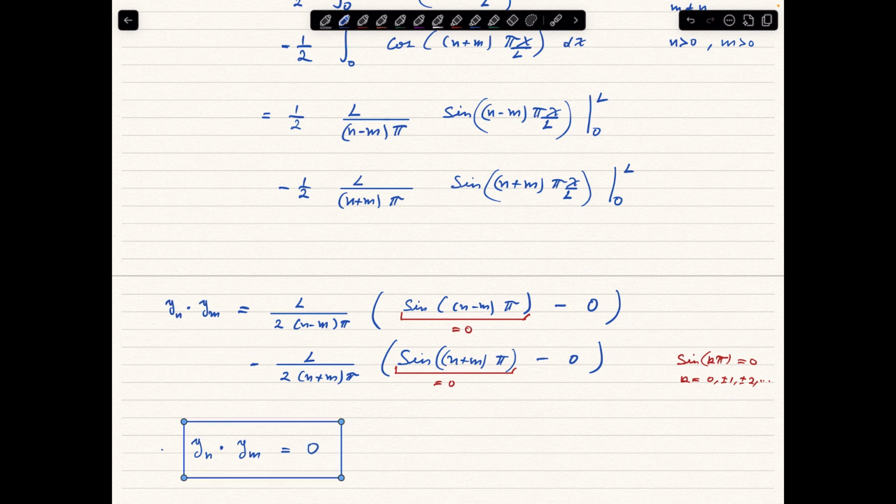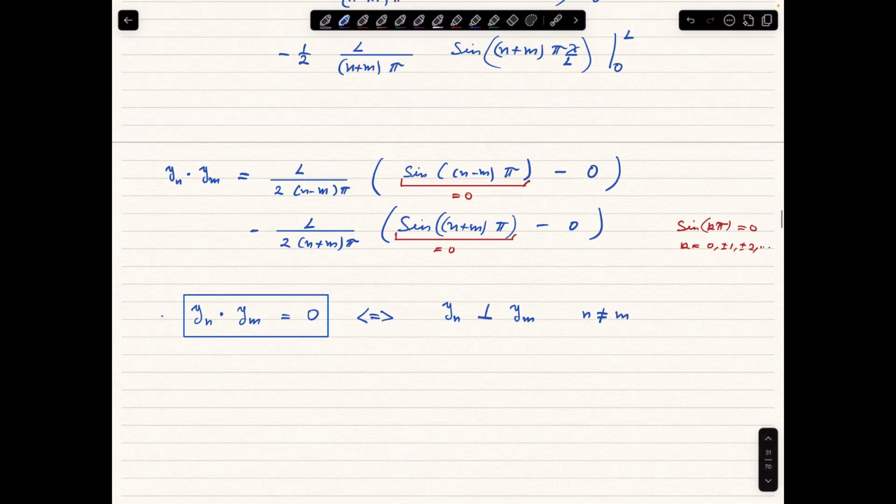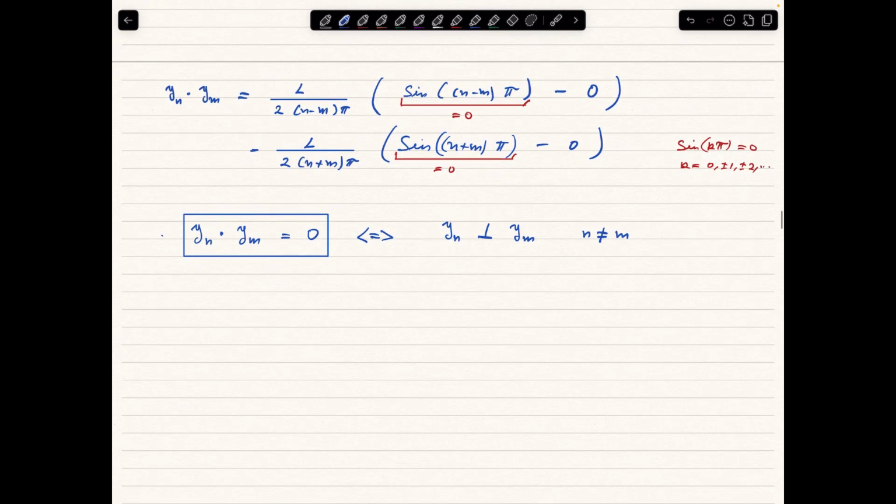So the eigenfunctions are mutually perpendicular whenever n and m are different. This is equivalent because by definition yn is perpendicular to ym for any two different n and m. So they are all mutually perpendicular. Any of these sine functions is perpendicular to all the others. The only thing we need to do now is to compute how big these functions are, the norm of these functions.